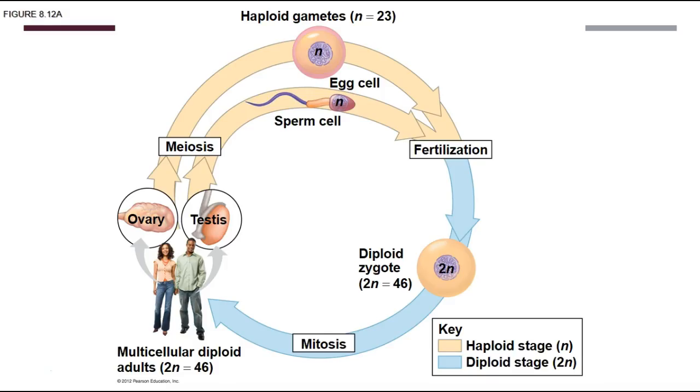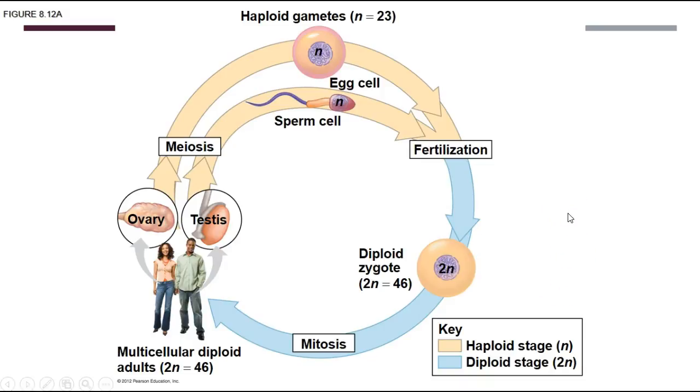So this just shows the generalized life cycle, showing that meiosis occurs in the ovary and the testis of the parents, and that's going to produce egg cells and sperm cells that have the N number, the haploid number, 23 chromosomes. When they fertilize, they become a diploid zygote with 46 chromosomes that can then grow into the adult to start the next generation.